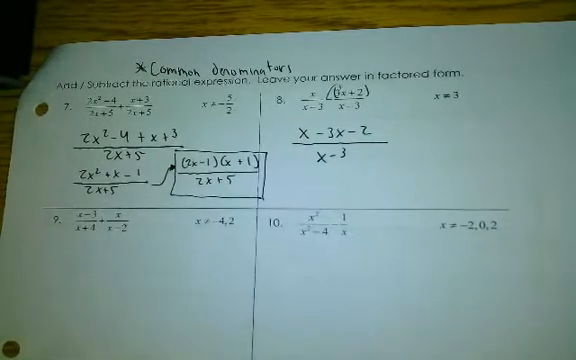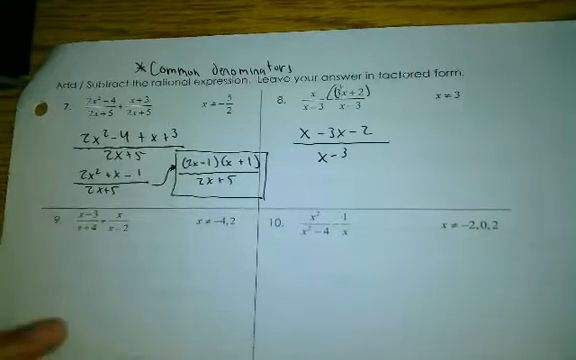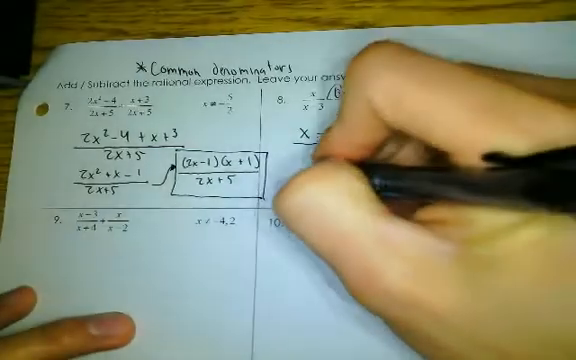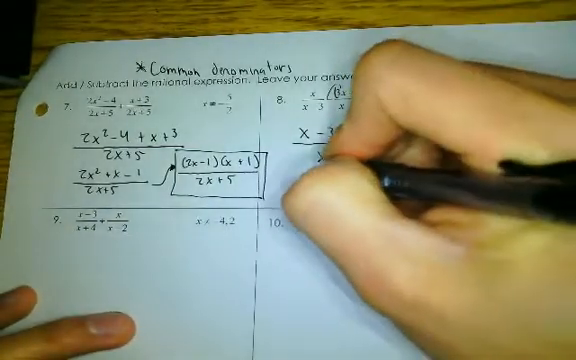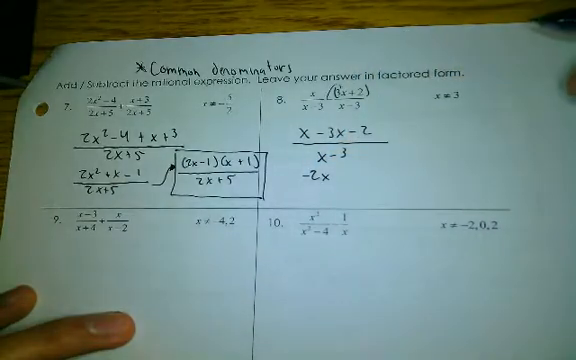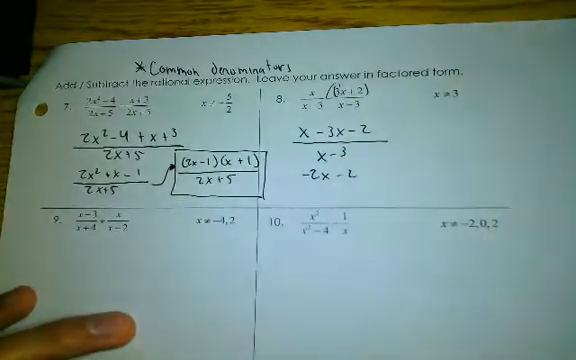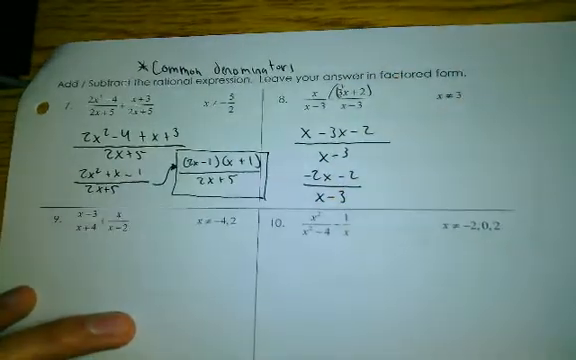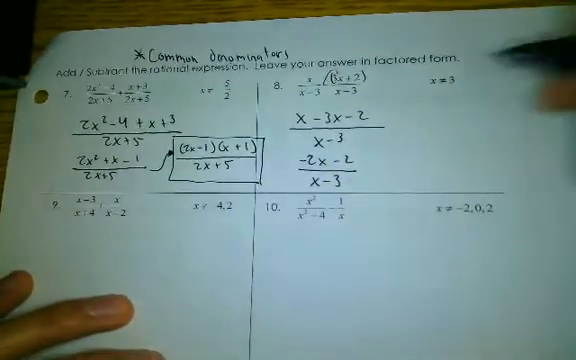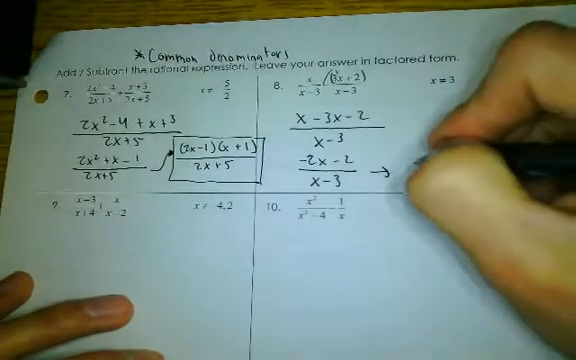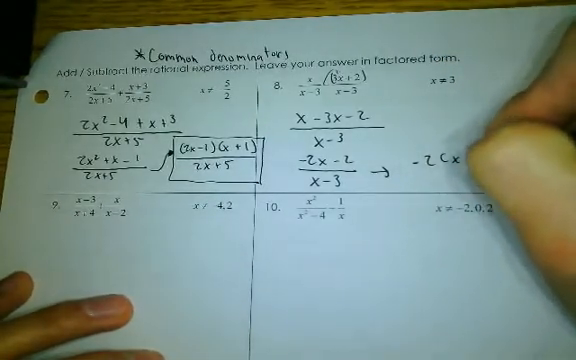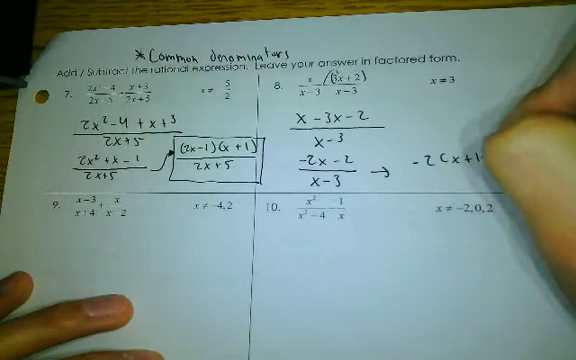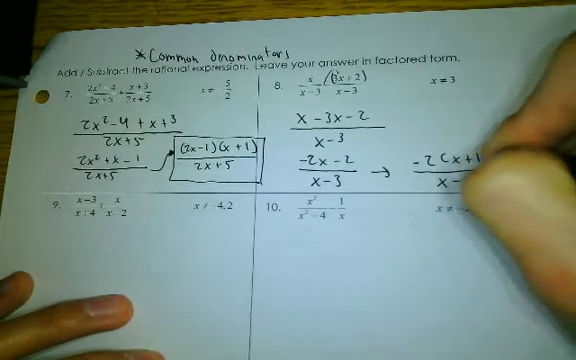Alright, so we're going to combine like terms, so this becomes negative 2x minus 2 all over x minus 3. We're going to do one last thing and factor out a negative 2, so this becomes negative 2 times x minus 3... and that should do it. It's not going to simplify any further.